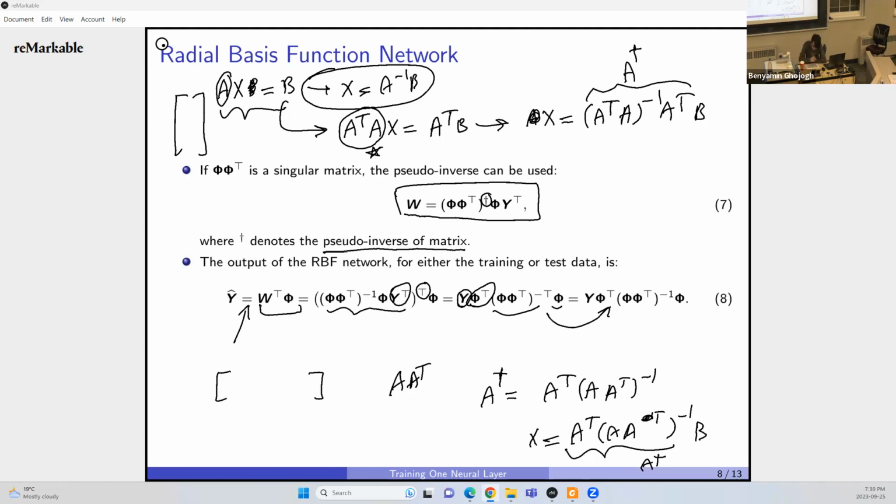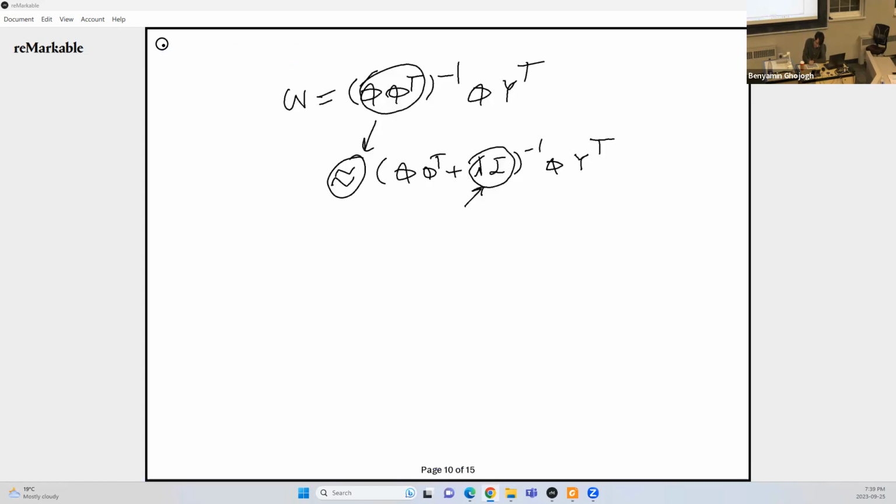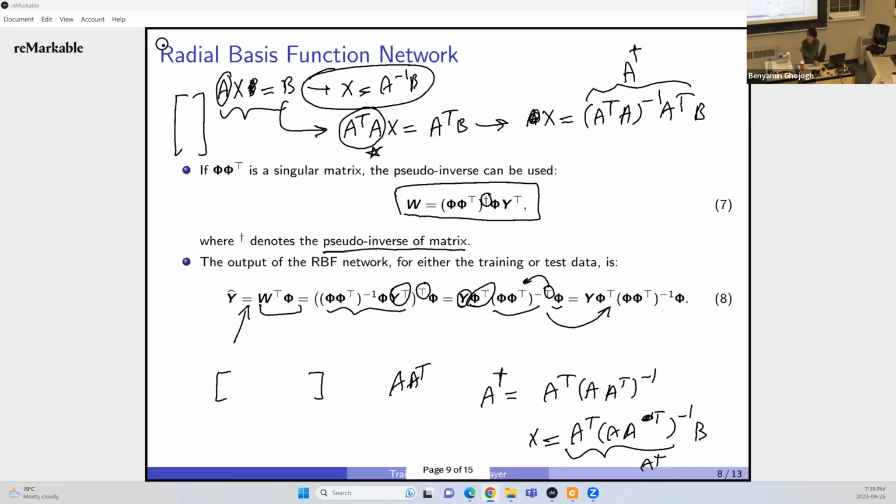I'm applying this transpose in the parentheses. We know that transpose reverses the order. So both transpose and inverse can reverse the order. What do I mean by that? When you have AB transpose, it becomes B transpose A transpose. When you have AB inverse, it becomes B inverse A inverse. Here I'm applying transpose on the elements inside. So it becomes phi transpose, which is phi, then phi transpose. This basically means that phi transpose phi here is symmetric, right?